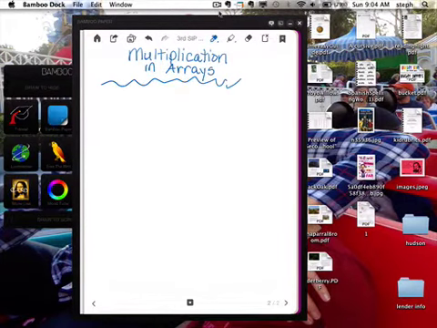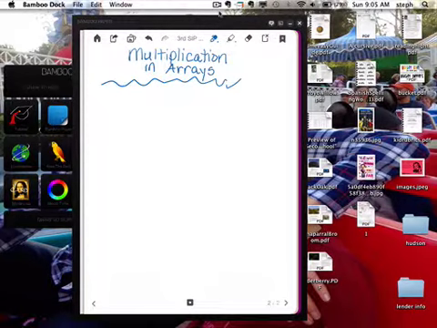Our next lesson is using arrays for multiplication. So I'll show you what an array is. We've talked about multiplication. It can be repeated addition. It's equal groups. So go ahead and write on your paper multiplication in arrays. And remember, you can always pause this to write down your information.